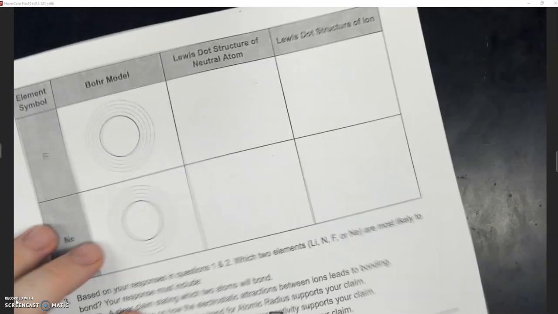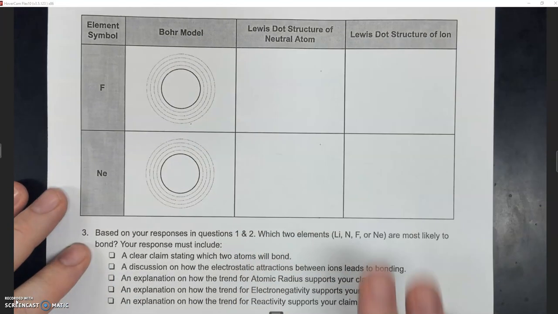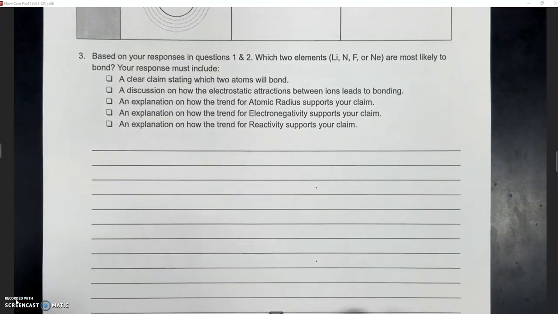You should be able to now do these 2 on your own. And then the CER, based on your questions 1 and 2: which elements, Li, N, F, or Ne, is most likely to react or bond with which of these other elements? Which 2 are most likely to bond? So we need to choose the 2 that are most likely to bond.